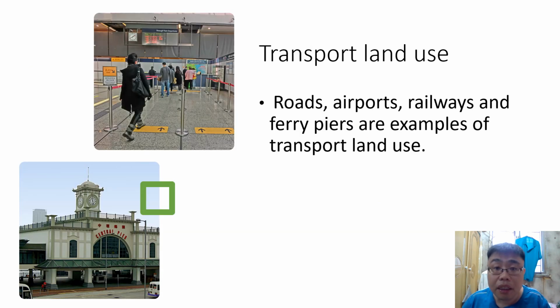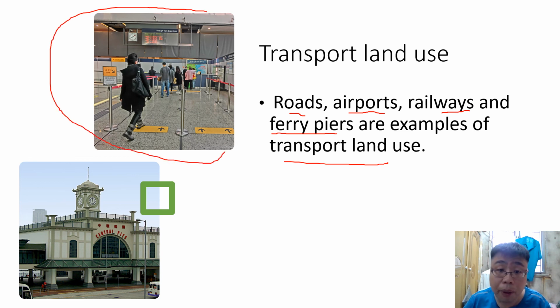Next. This is transport land use. Roads, airports, railways, and ferry piers are examples of transport land use. Now, this is the central pier, and this is a replica of the old clock tower of the old central ferry pier. And this is the lobby of the Hong Kong train station.